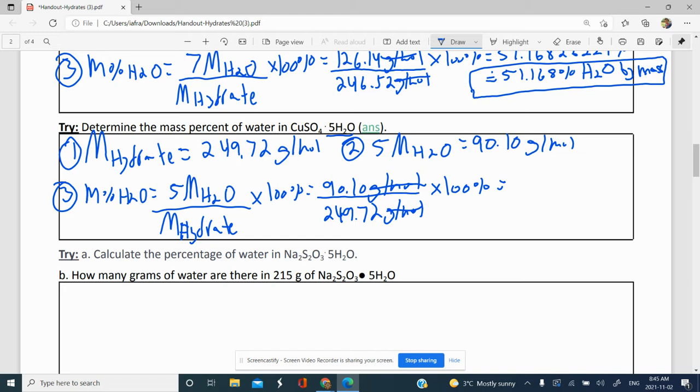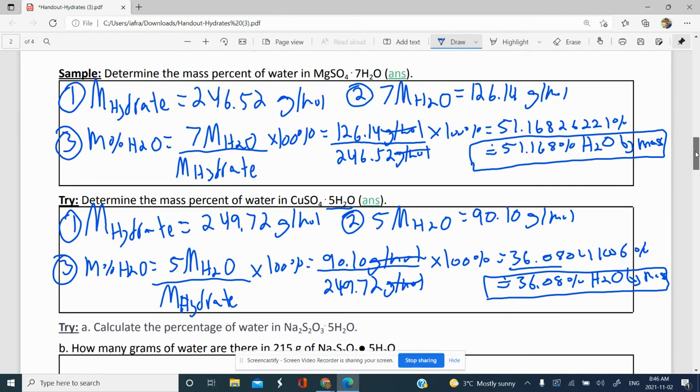90.10 divided by 249.72 times 100. And we get 36.08041006%, or approximately, to 4 sig figs, 36.08% water by mass, H2O by mass. And that's our mass percent of water in the hydrate.